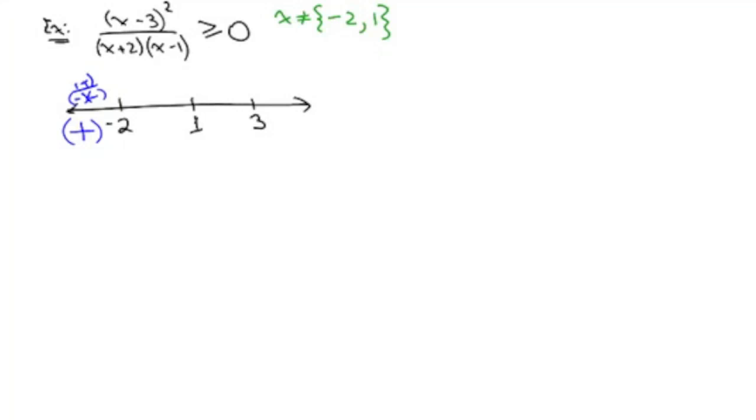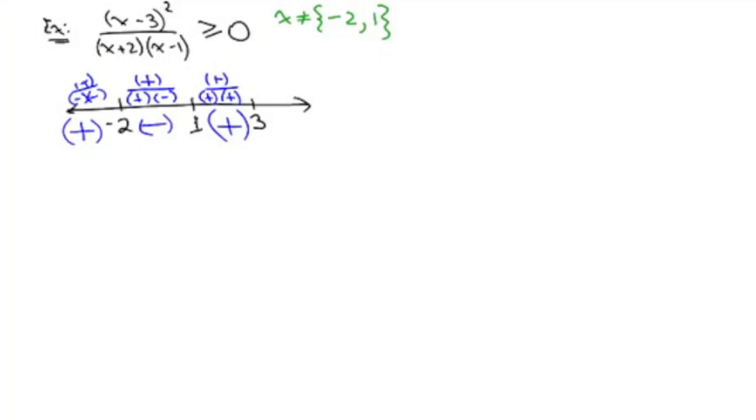All right, pick a number between negative 2 and 1. 0. If you plug in 0 to the top, it becomes positive. 0 for both of the bottom pieces, a positive and a negative. So that forces this to be negative. All right, number between 1 and 3, 2. Plug in 2 to the top, it becomes positive. 2 to the first piece, positive. 2 to the second piece, positive. So this is guaranteed to be positive between 1 and 3.